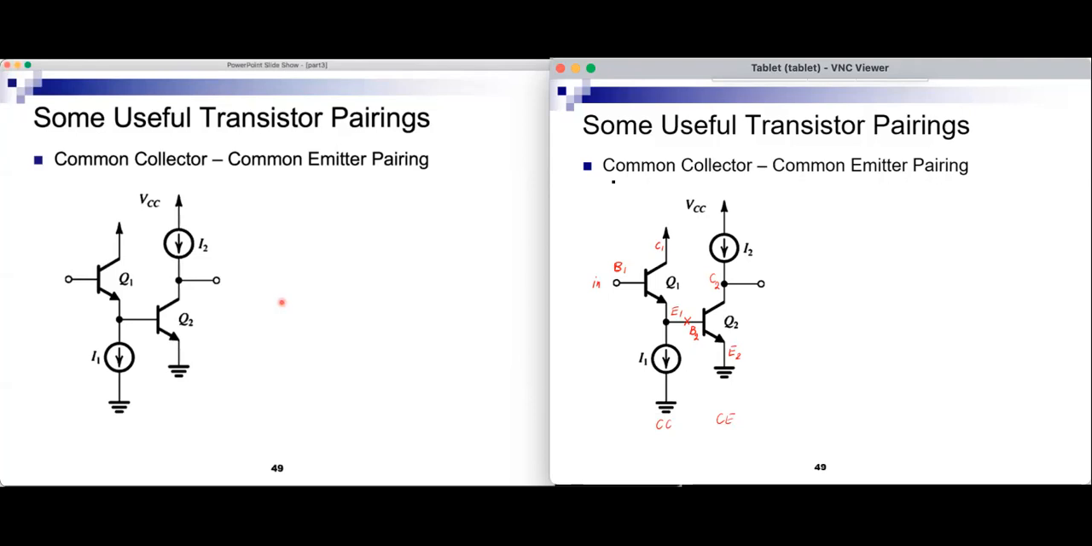Would this give me better gain? Well, the gain of this stage is less than 1. Common collector has a gain of less than 1. And this is a common emitter. When I calculate the overall gain and I multiply, I may get a gain which is less than common emitter. So I may not gain much in gain.